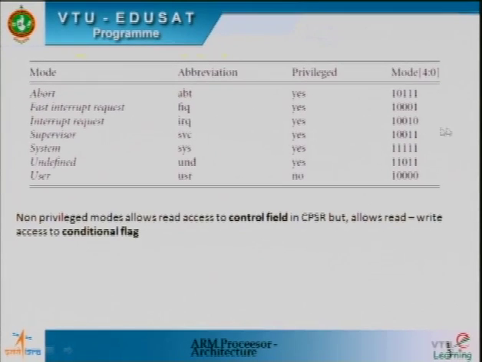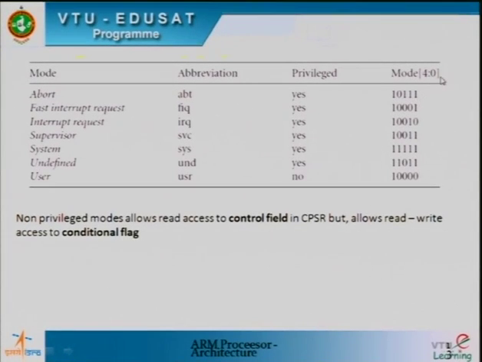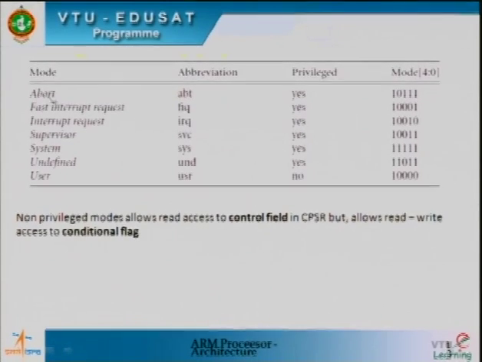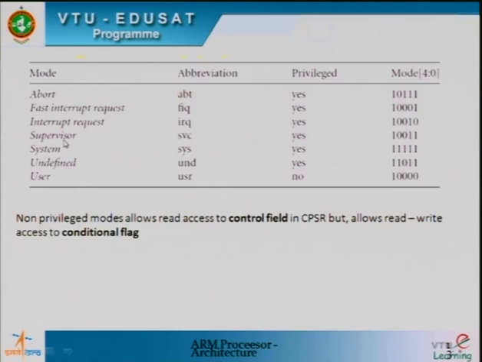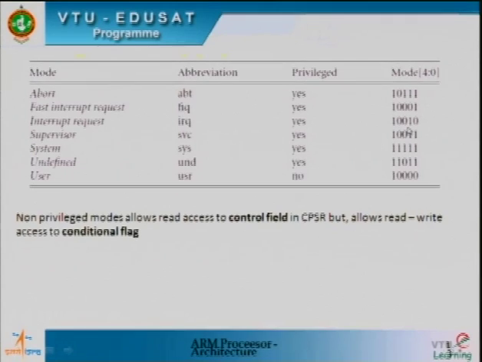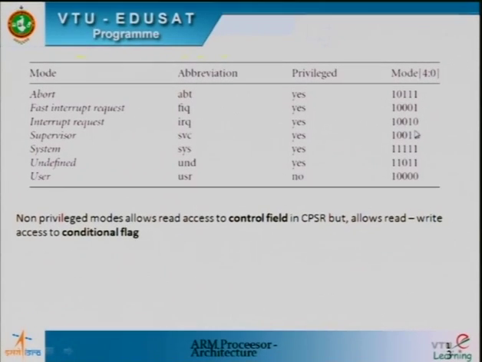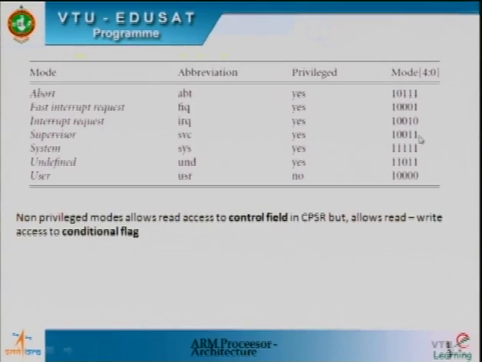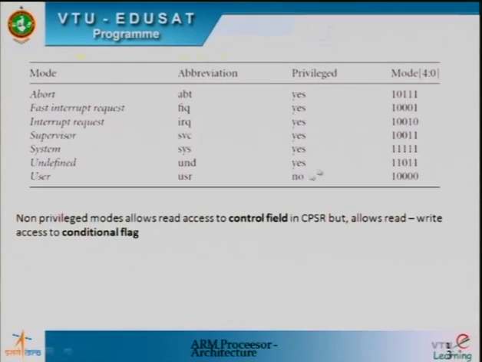For the abort mode, the bits which are set from 4 to 0 are 1 0 1 1 1. So this is the bit setting for the abort mode of execution. And similarly for the interrupt request mode, or IRQ mode, for bit number 0 to bit number 4, the 5 bits set are 1 0 0 1 0. So bit number 0 is 0, bit number 1 is 1, the remaining 2 bits are 0, and bit number 4 is 1. So this is the setting that is expected in the CPSR.